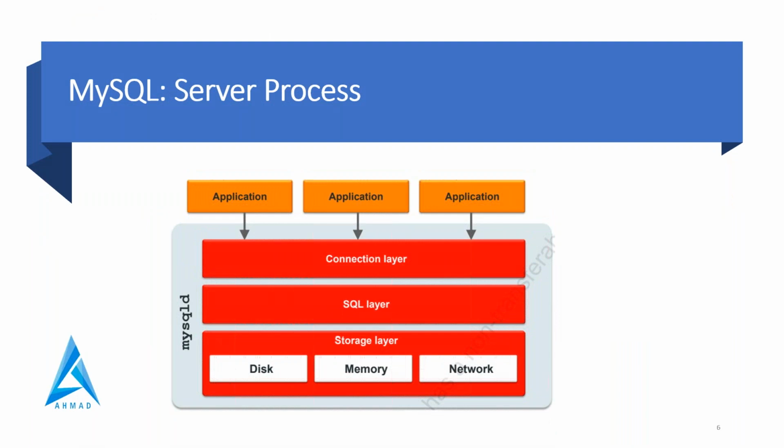Now the MySQL server process. If we are installing MySQL server, the process is called mysqld, which contains the connection layer, SQL layer, and storage layer. In the storage layer, we have disk, memory, network, and so on. MySQL server connects to applications. So this is the diagram. mysqld is basically a server program which consists of 3 layers.